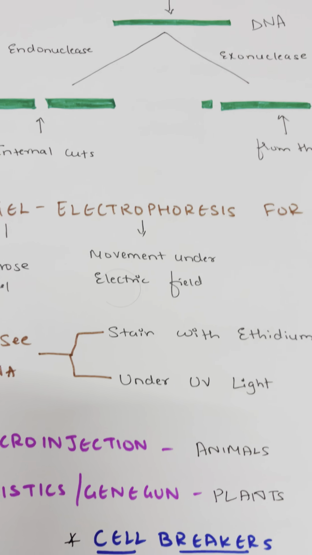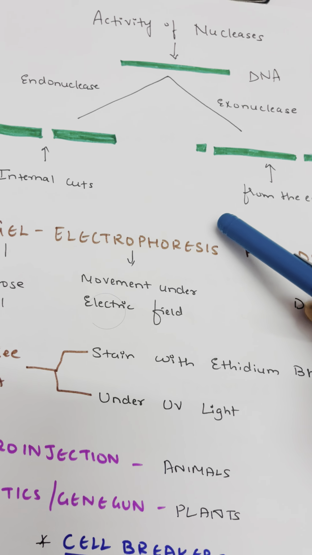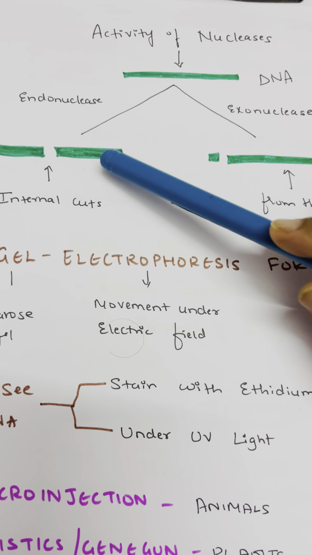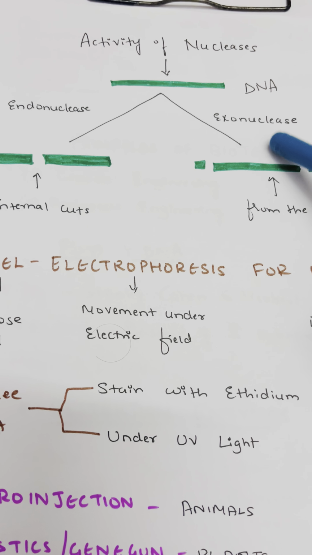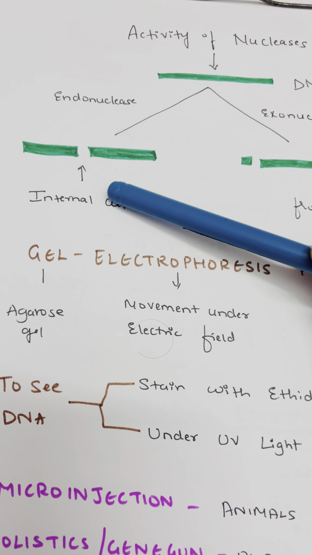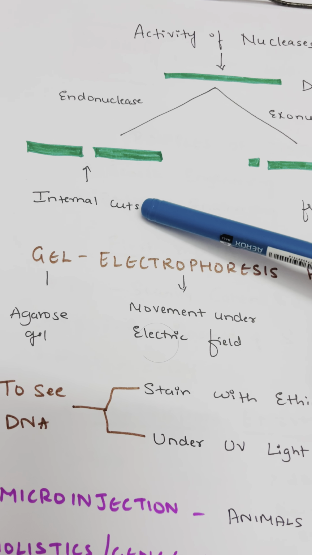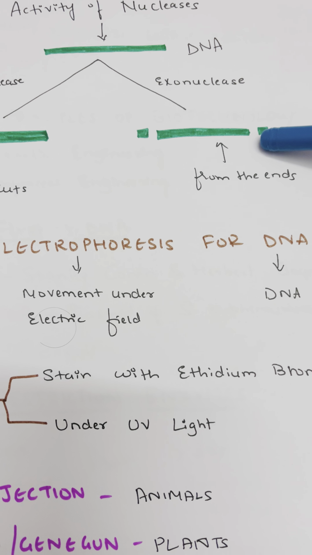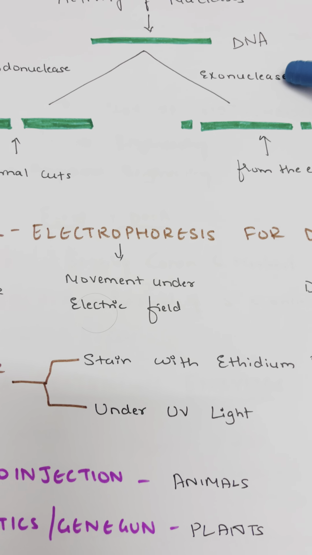Next coming to, yes, as you can see here, types of nucleases, activity of nucleases. So there are two types of nucleases, endonuclease and exonuclease. Endonuclease means it cuts the DNA strand exactly at the center, an internal cut, and that is called endonuclease. And if the DNA is cut from the ends, it is called exonuclease.